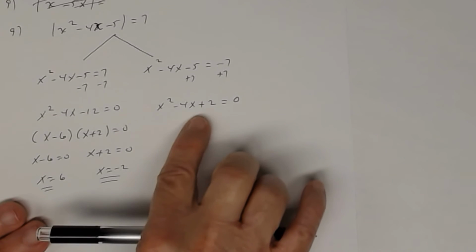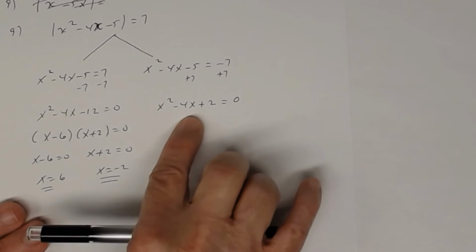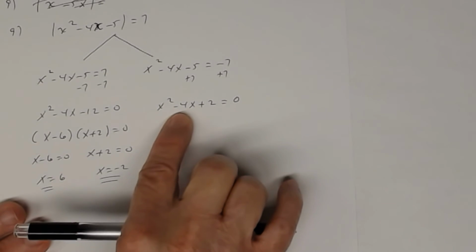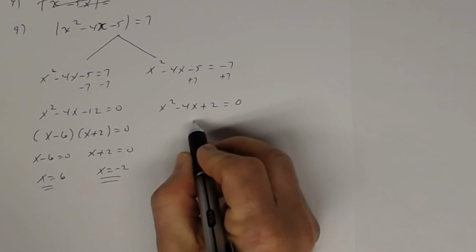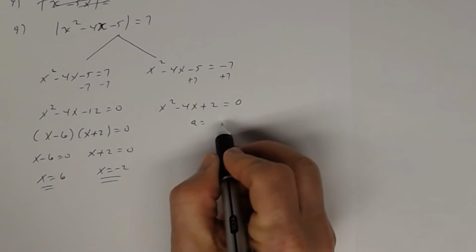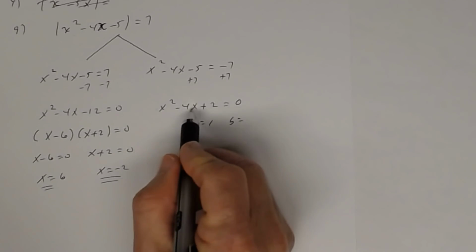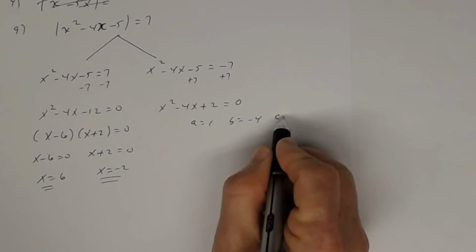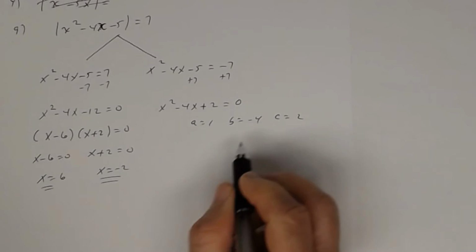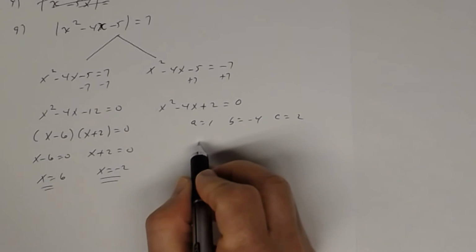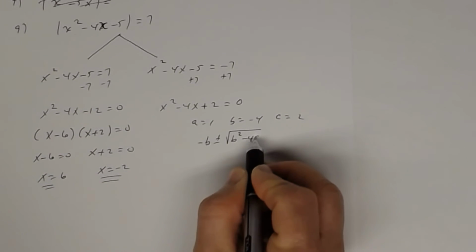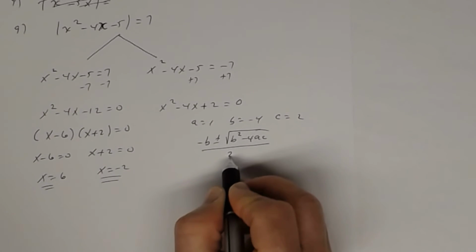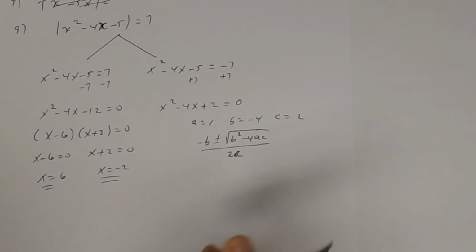On this side, though, I am going to have to use the quadratic formula for that one because this is not factorable. So I will have to use the quadratic formula. So let's see. A is the coefficient of x squared, so that's 1. B is the coefficient of x, which is negative 4. And C is your constant, which is 2. So remember the quadratic formula, the opposite of b, plus or minus the square root of b squared minus 4ac, all divided by 2a, right?